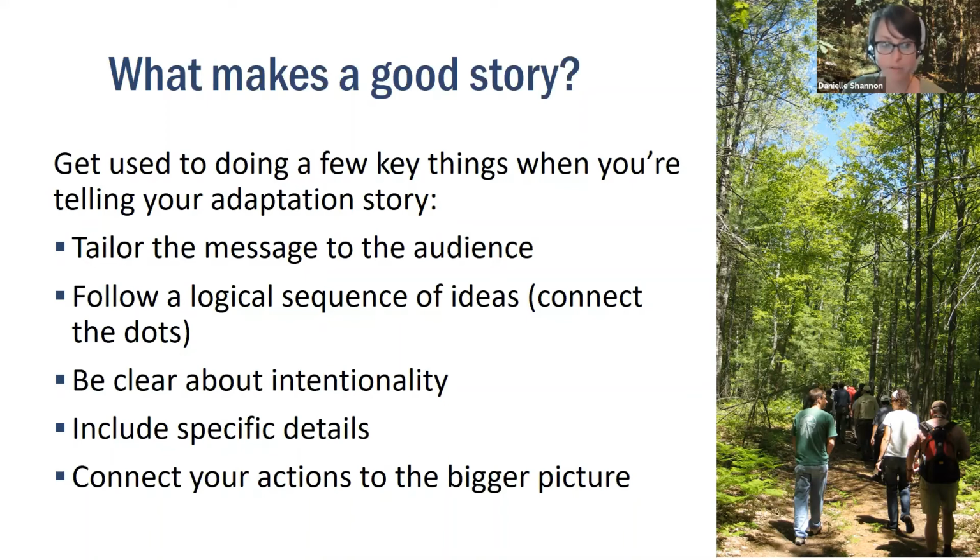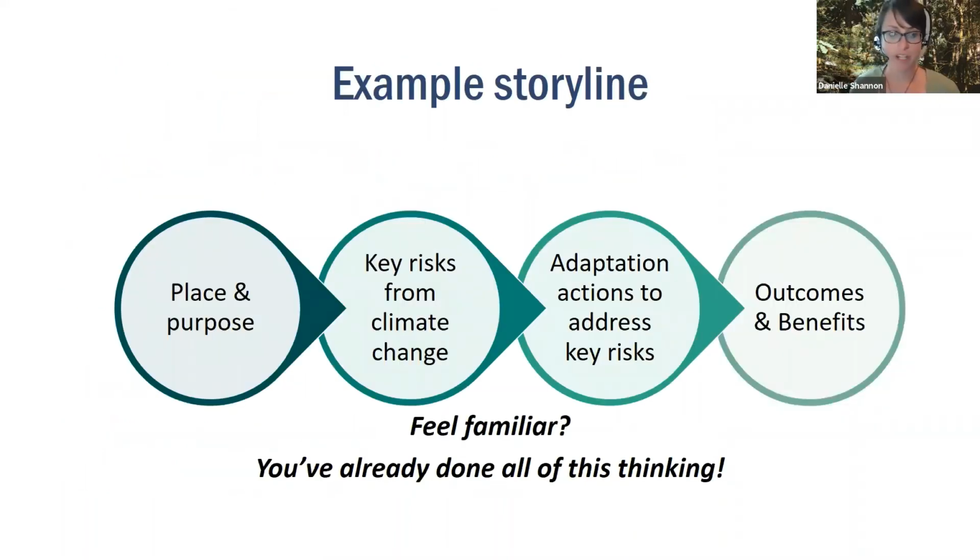We want you to continue to be clear about intentionality. Why are you doing what you're doing? Why is it important? Can you connect it to the risks and the vulnerabilities? And if possible, include specific details while also creating and charting out that bigger picture. So the example storyline that we would share is centering in on place and purpose, highlighting key risks from climate change, adaptation actions that can help to address these key risks and those potential outcomes and benefits.